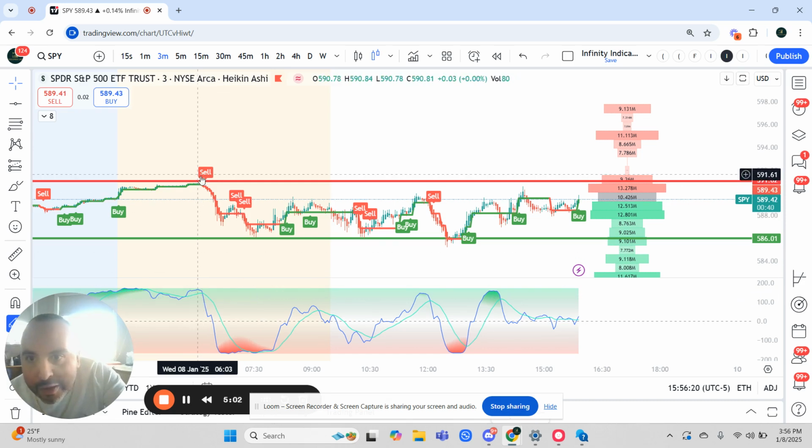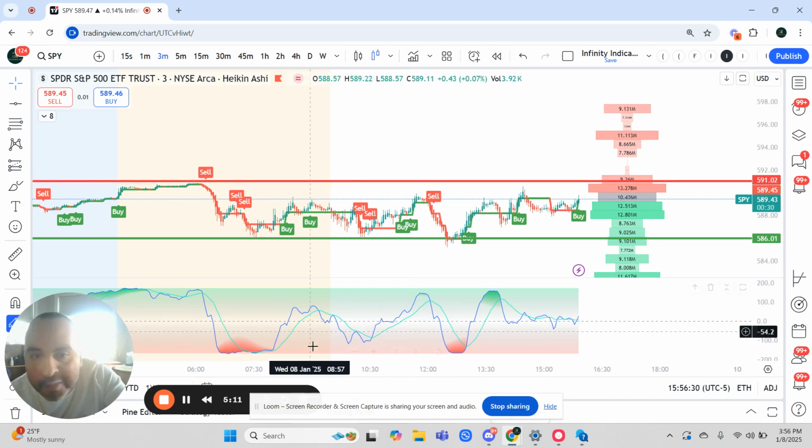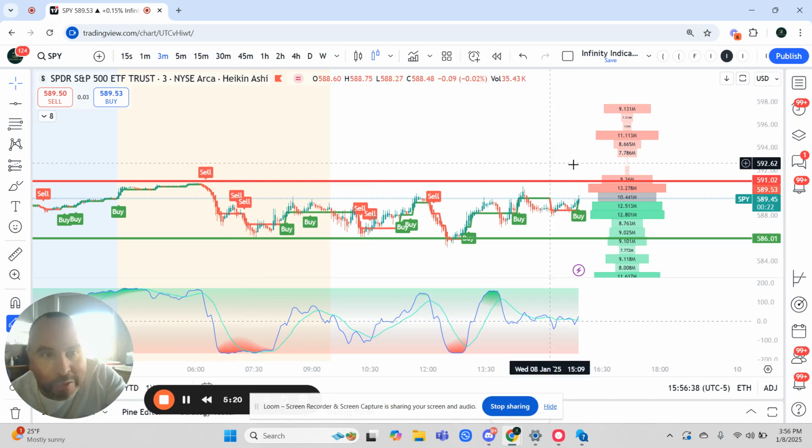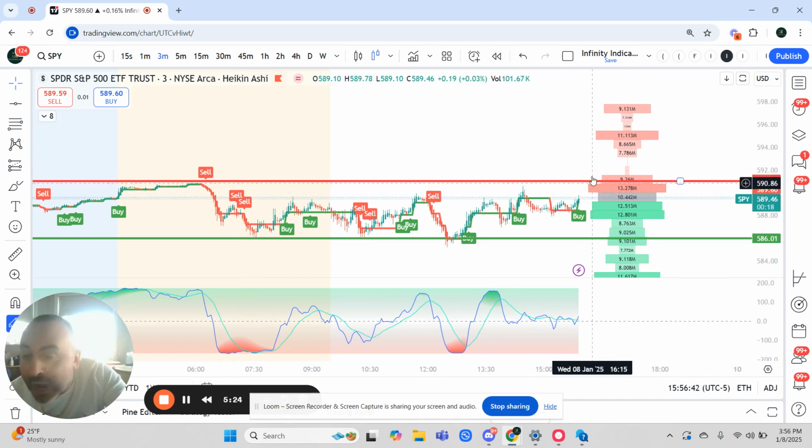okay? And then we get a sell signal on the infinity indicator. And then look, we drop, okay? And we're also at resistance, okay? This is the third piece of the puzzle. And there are multiple ways to find support and resistance. One is obviously you can see here, we have a lot of resistance here at the 591 area. There's a lot of action over here. That's a point of resistance.